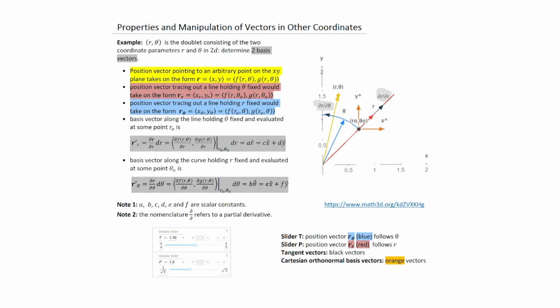All right, so if you want to take a look at the interactive simulation of this, just look at the URL here. And again, you've got a slider for p and a slider for t, and you'll see this come up.